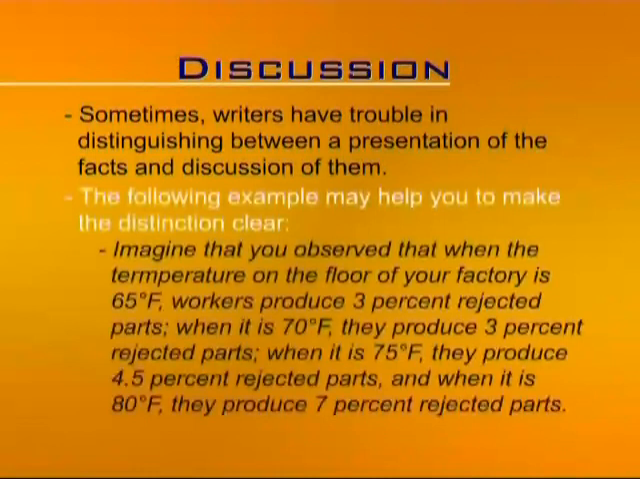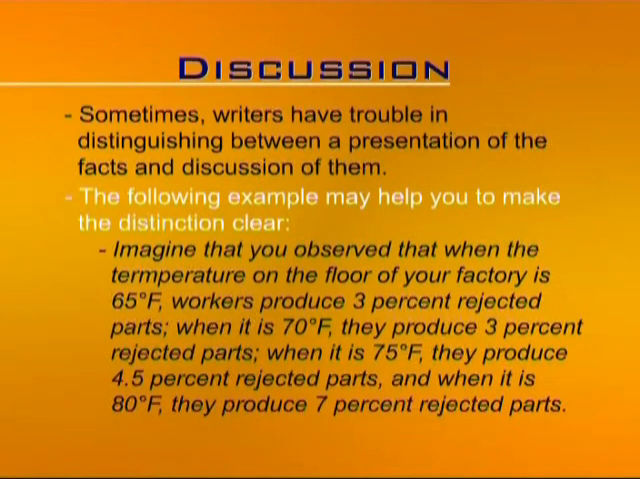Sometimes writers have trouble distinguishing between a presentation of the facts and the discussion of these facts. Let's have a look at an example that will help you in making this distinction clear. Imagine that you observe that when the temperature on the floor of your factory is 65 degrees Fahrenheit, workers produce 3% rejected parts.